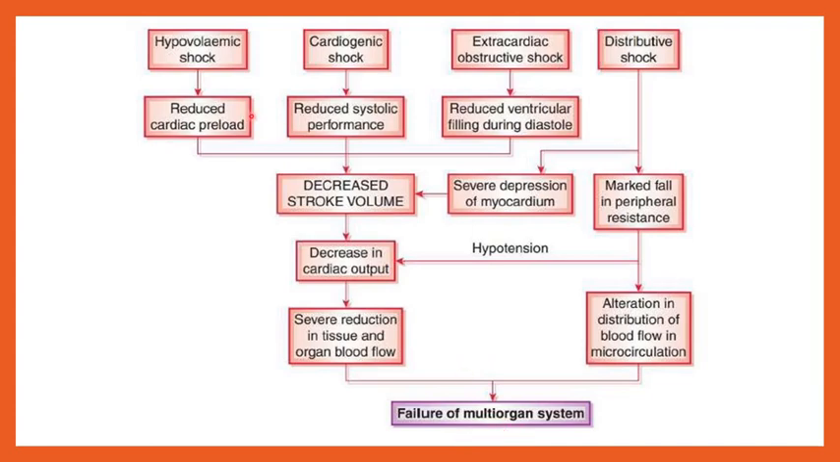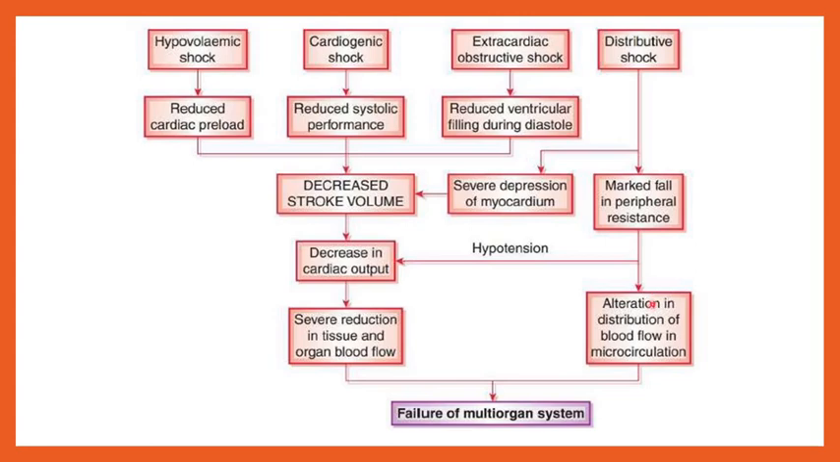of the multi-organ system. In hypovolemic shock there is reduced cardiac preload, in cardiogenic shock reduced systolic performance, and in obstructive shock there will be reduced ventricular filling during diastole, all three of which lead to decreased stroke volume. Distributive shock leads to severe depression of the myocardium and a marked fall in peripheral resistance, which lead to hypotension and then decreased stroke volume, and hypotension leads to decreased cardiac output. These three also lead to decreased cardiac output, which leads to severe reduction in tissue and organ blood flow.